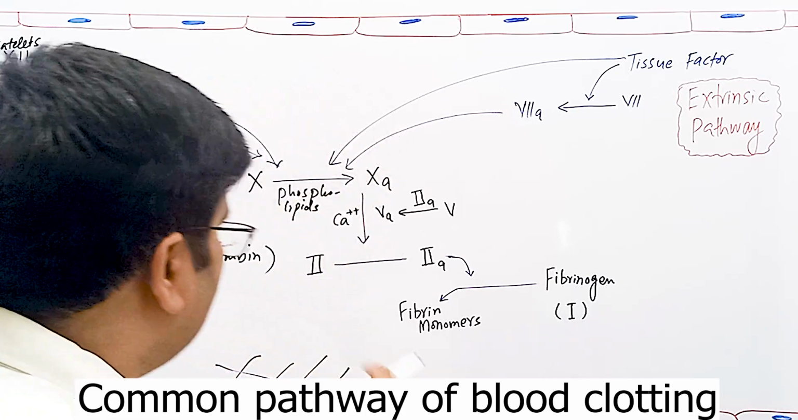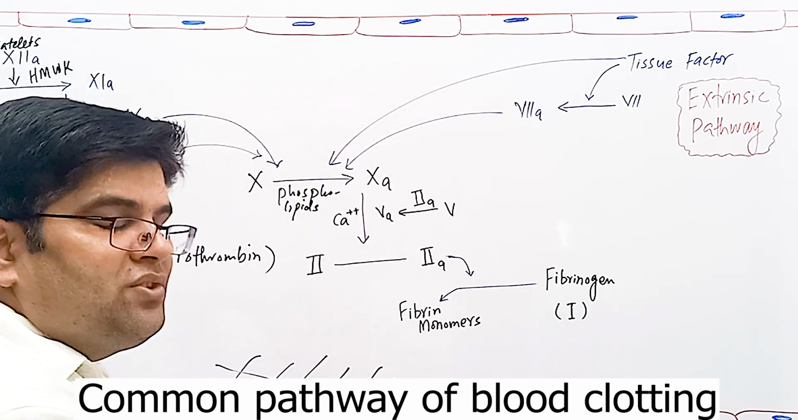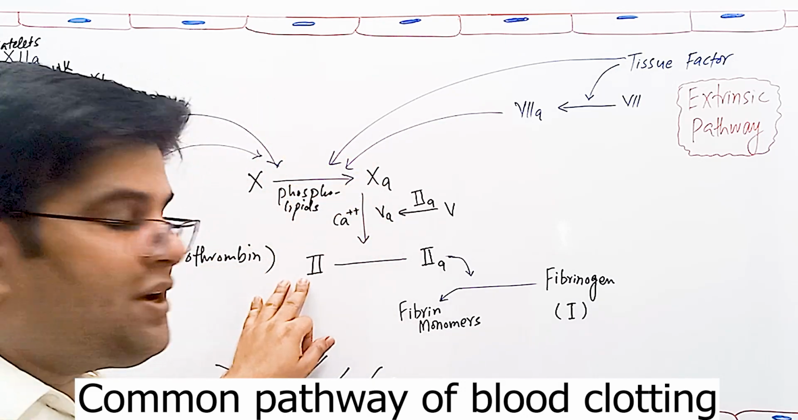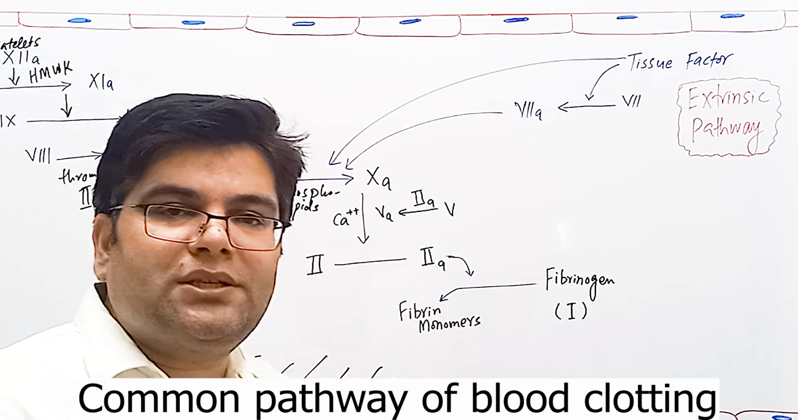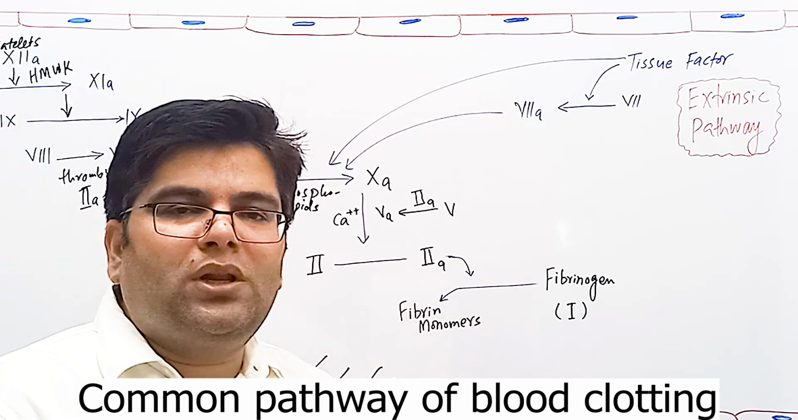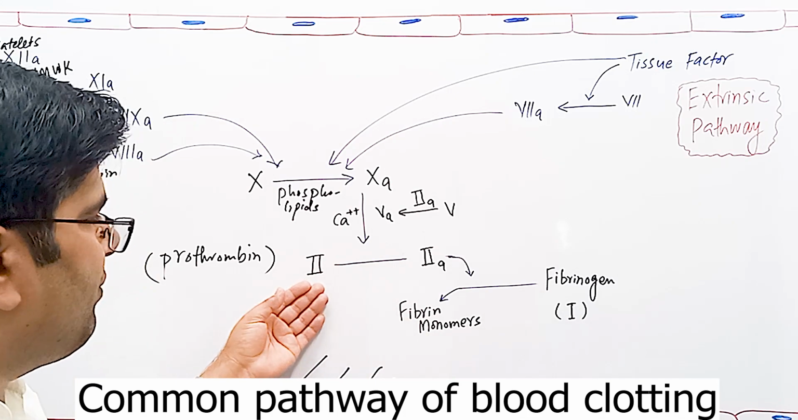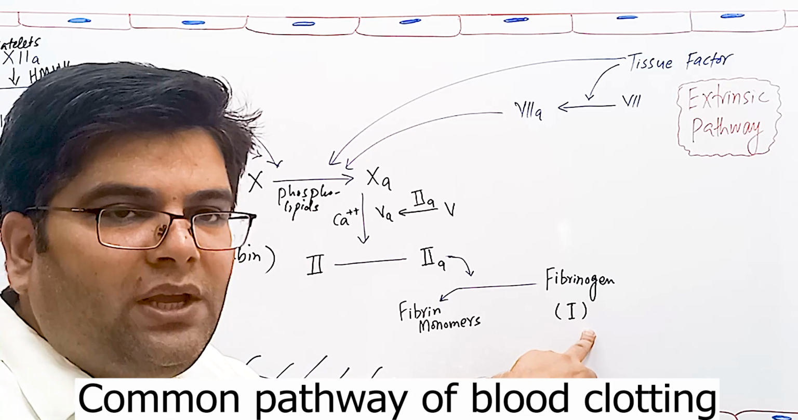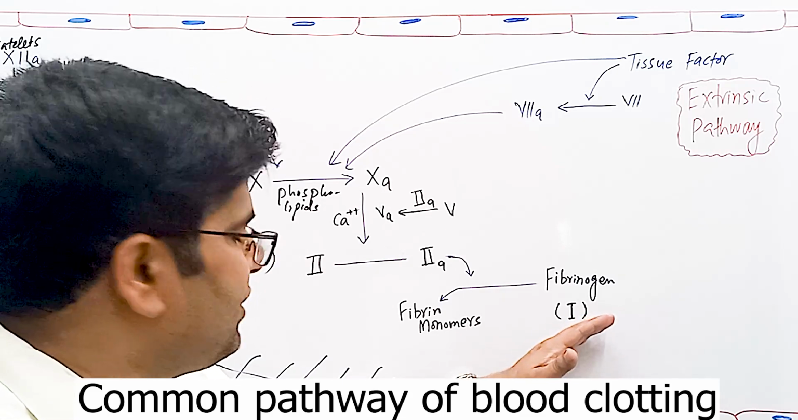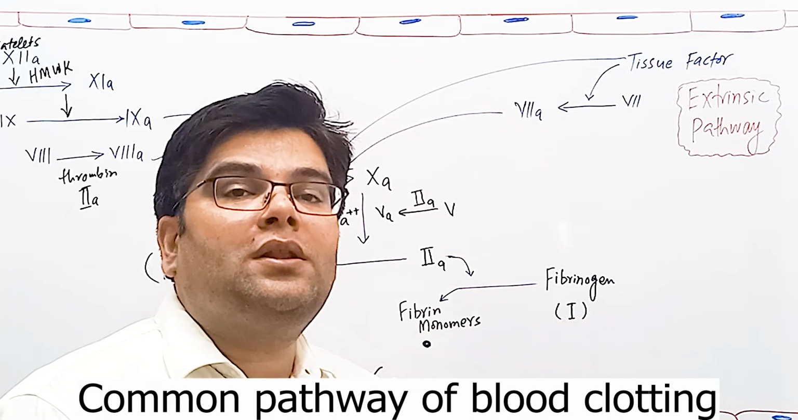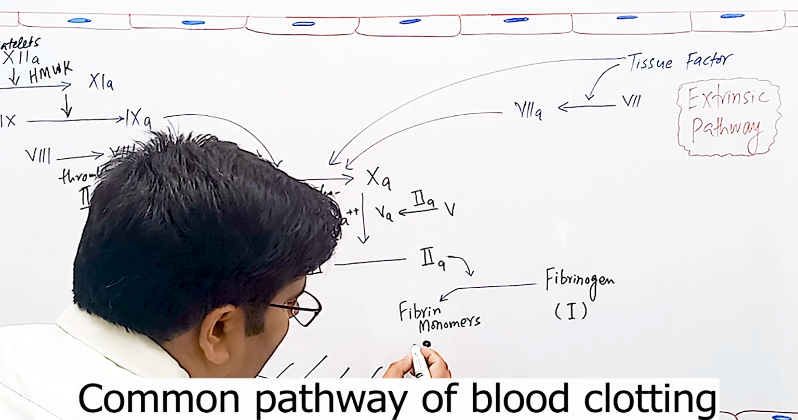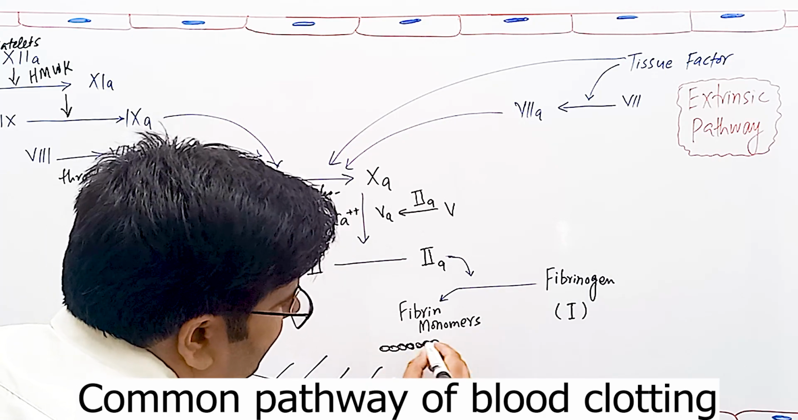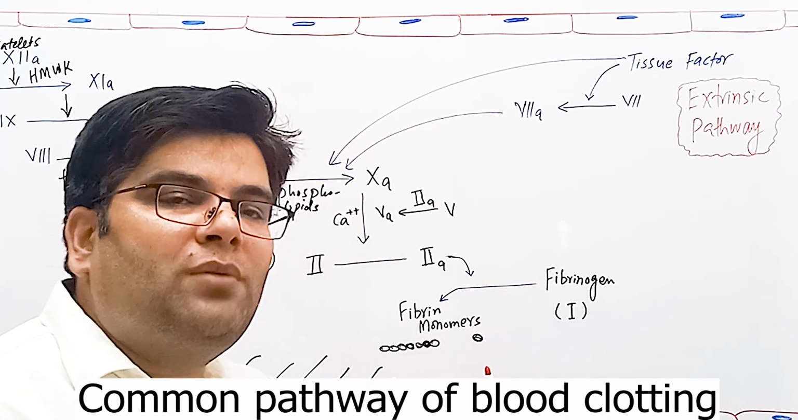This prothrombin protein is an alpha 2 globulin, which is synthesized from the liver, and by the action of prothrombin activator, this prothrombin is converted into an activated protein which is called thrombin. Thrombin has half the molecular weight as compared to that of prothrombin. And once this thrombin is formed, it will act on fibrinogen protein in the plasma to convert it into fibrin monomers. The fibrin monomers, when formed, will polymerize to make fibrin threads.